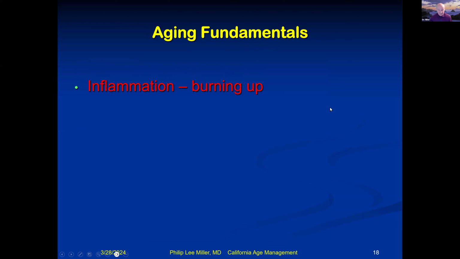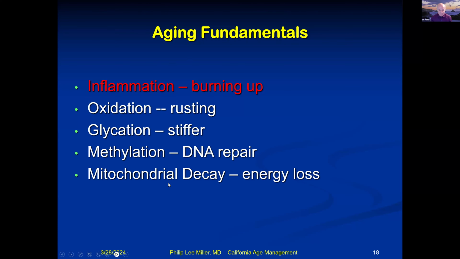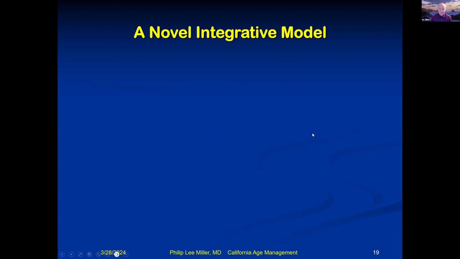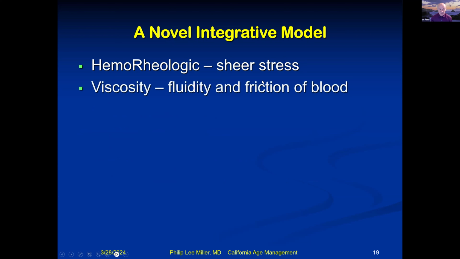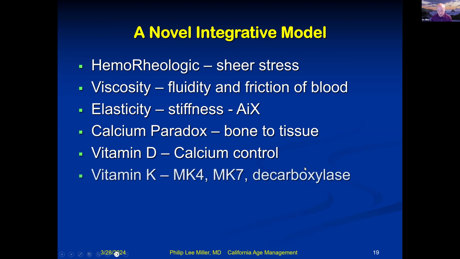This goes to some concepts that I emphasize in my book: inflammation, oxidation, glycation, methylation, and then mitochondrial decay. These are really the most important determinants of cardiovascular disease. As we age, we're subject to inflammation, oxidation, glycation, and methylation. So we can look at a more integrative approach, which looks at blood flow, viscosity, elasticity, calcium, vitamin D, vitamin K, and we'll go through these very quickly. And then mitochondrial decay, which is decreasing power output.